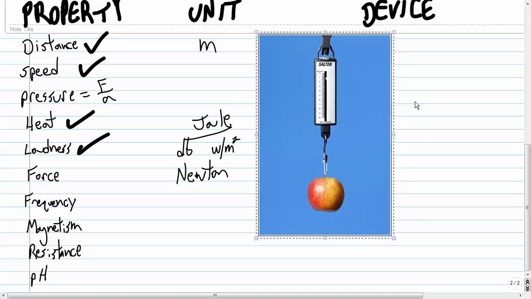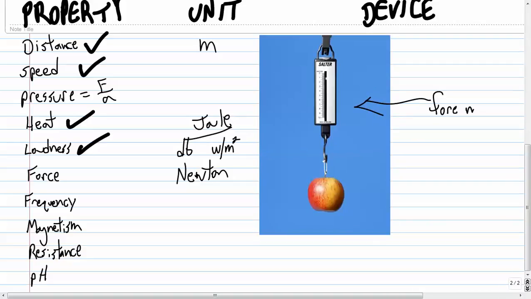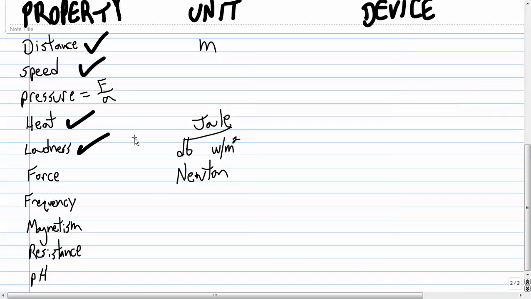So what would you call this? You could call it a force meter. You could call it a scale, I guess. That would be fine. Okay, so that's force.